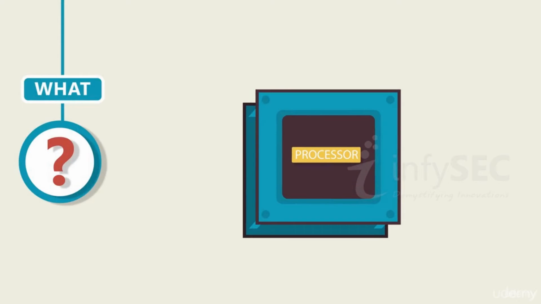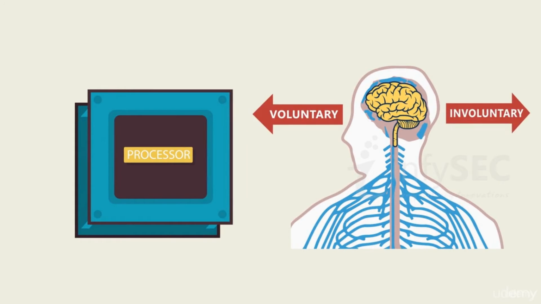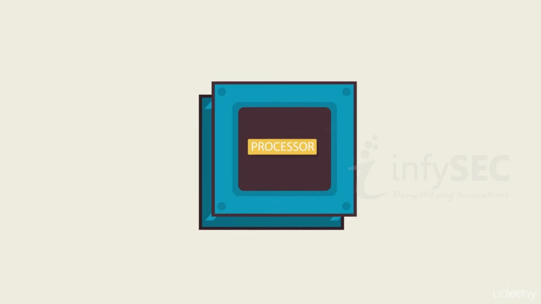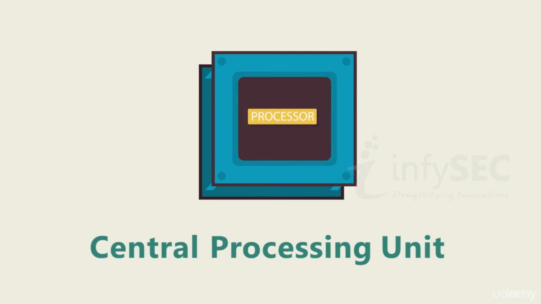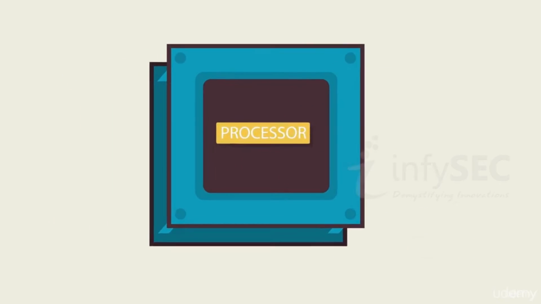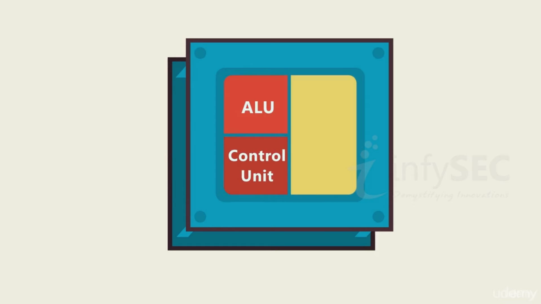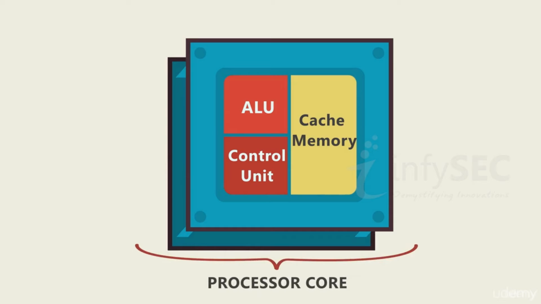What is a processor? Similar to the human brain that commands the entire functioning of voluntary and involuntary actions, the processor, also called the CPU or central processing unit of the system, is the hardware that performs all the instructions given to a computer. It consists of two main parts: 1. Arithmetic and logic unit and control unit, and 2. Cache memory, and this together forms the processor core.